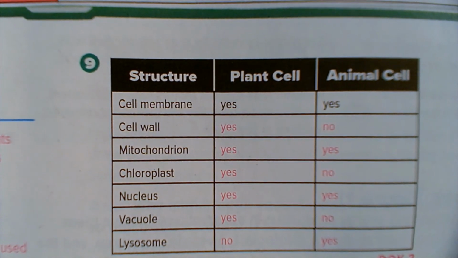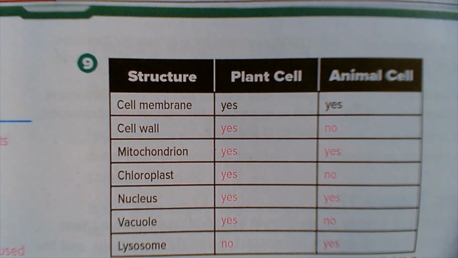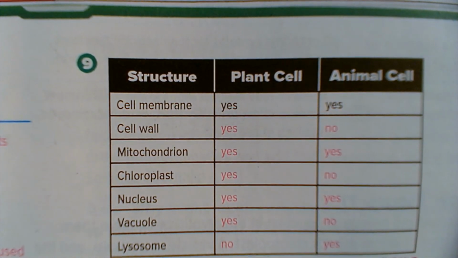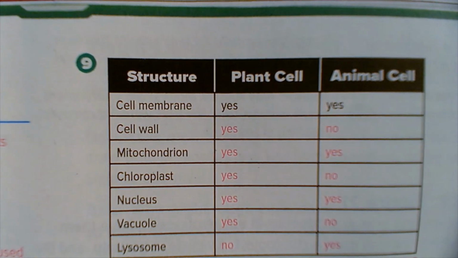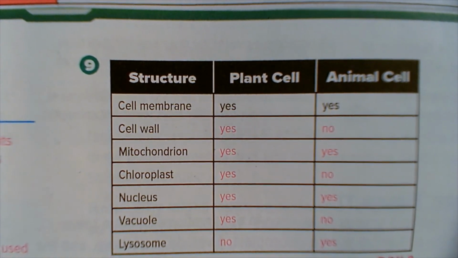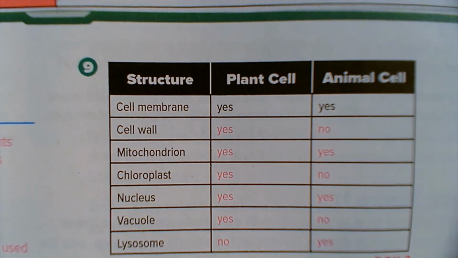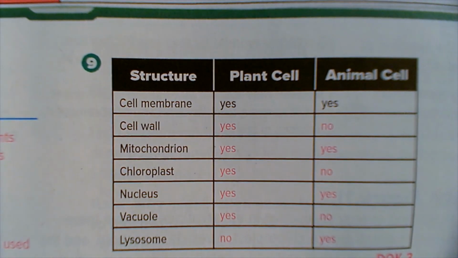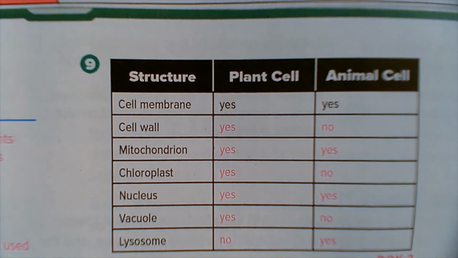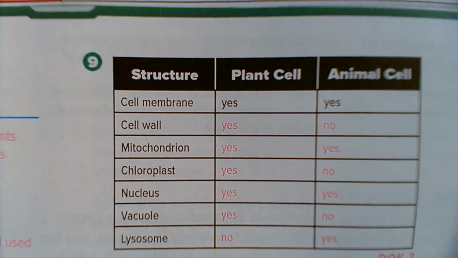They both have nuclei. That would be the plural of nucleus. You don't say nucleuses, you say nuclei. The plant cell has a large vacuole. Sometimes the animal cell will have tiny little vacuoles, but for the most part, no. And then a lysosome. The plant cell does not, where the animal cell does.